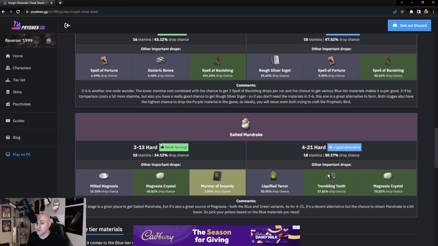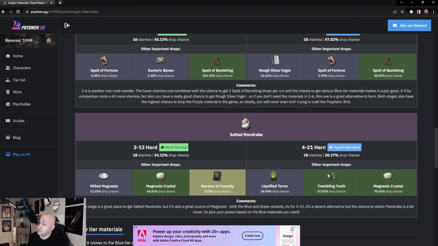Salted mandrake, also something worth farming. Again, the high one here is going to be the magnesia crystals. 421 is super, super hard to beat, obviously, at hard for some people. So drop rate is lower, but you have higher chance at some of the other items, especially the liquefied terror. But there's better places to get that.